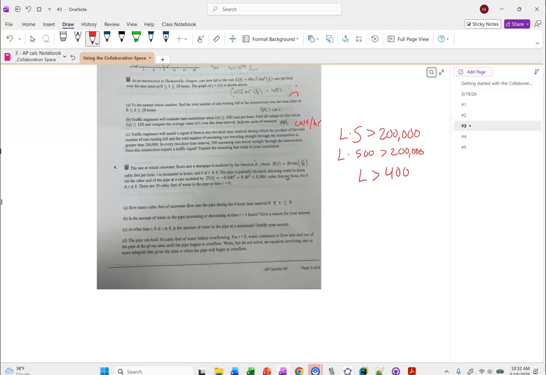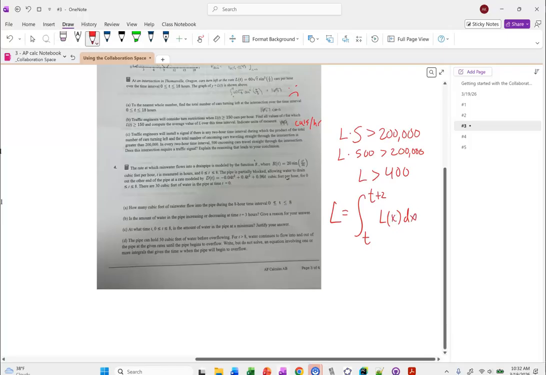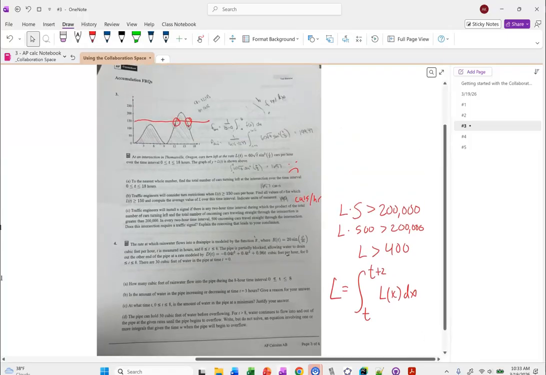Only did 18 hours. What's that? It's any 2-hour interval inside of the day. I haven't finished yet. So this L then is going to be the integral from some t to some t plus 2 of L of x dx, right? Is that okay with you guys? What's the busiest interval in our graph? Was that spot right there.